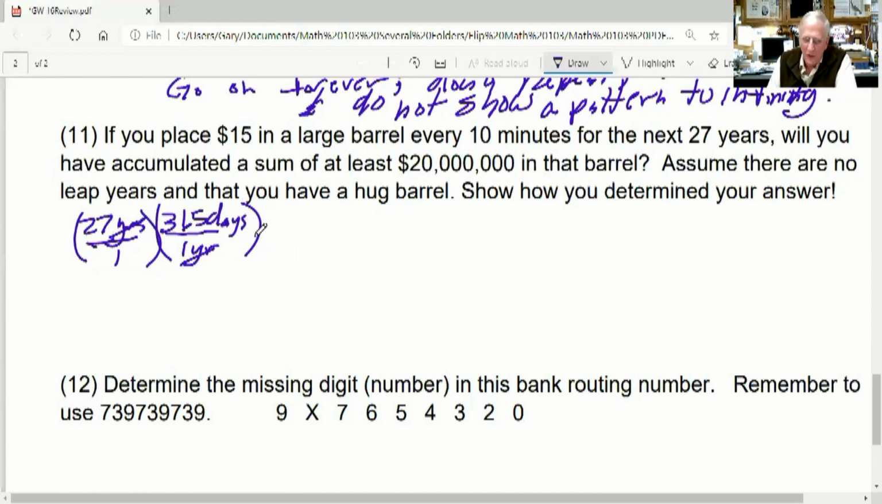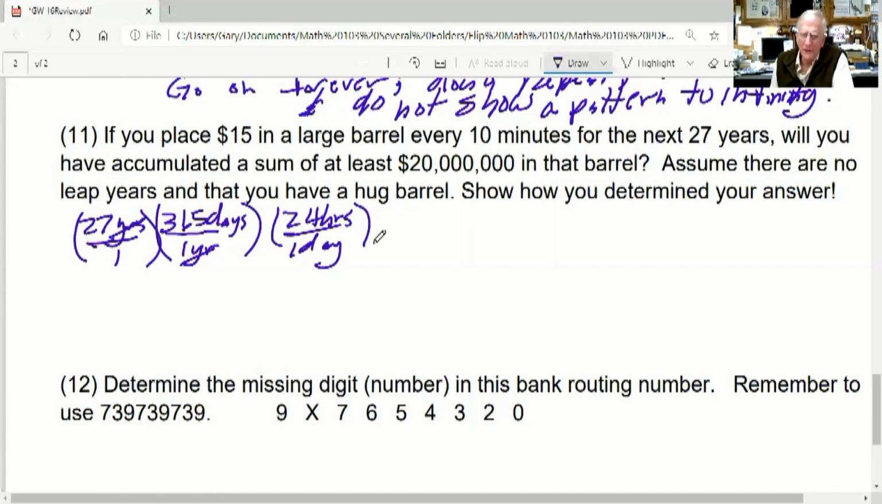I need it in what next? Hours, right? Well, where does the 24 go? Hours have to go on top because I want days to cancel. So for every 1 day, there's 24 hours. Okay, now let me ask you something. Can we take a little shortcut here? If we're going to put $15 in the barrel every 10 minutes, how much money would we be putting in the barrel every hour?